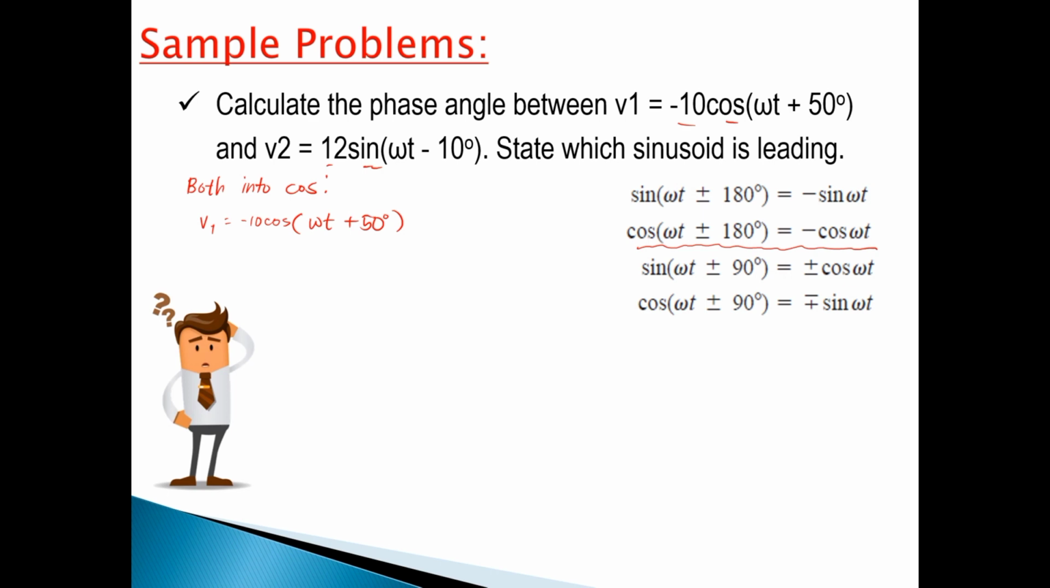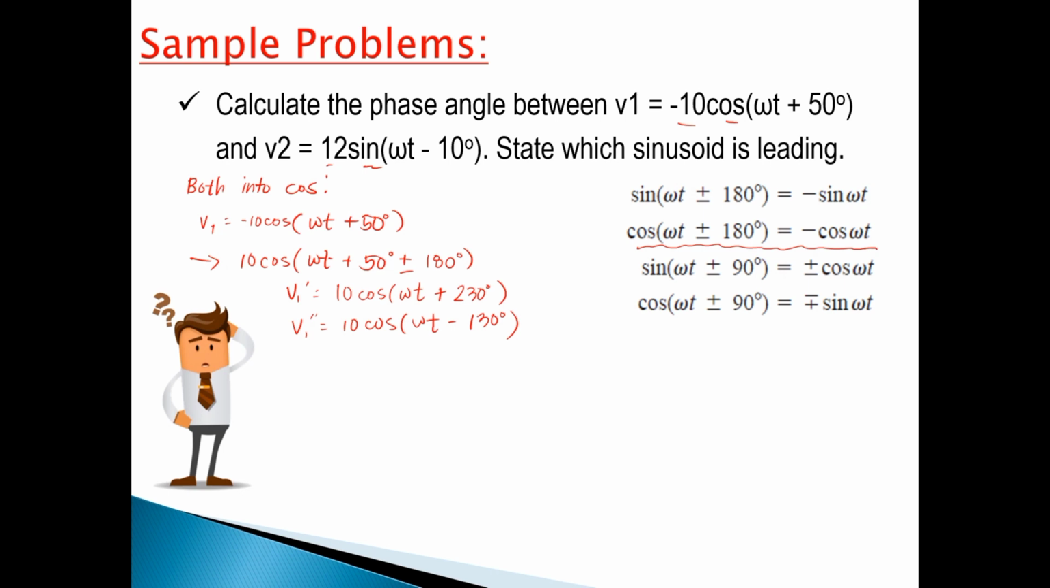So this will be equal to 10 cosine of omega t plus 50 degrees plus or minus 180 degrees. So V1 prime equals 10 cosine of omega t plus 230 degrees, since 50 plus 180 is 230 degrees. Then the other one, V1 prime, is 10 cosine of omega t minus 130 degrees, since 50 minus 180 is negative 130 degrees. Okay, so this is for V1.